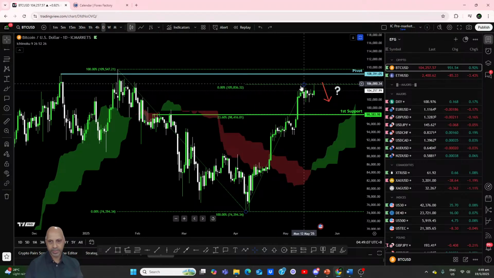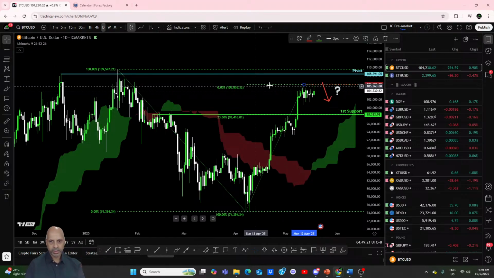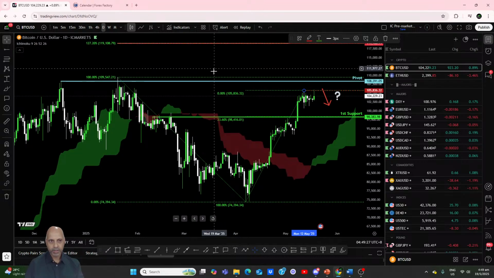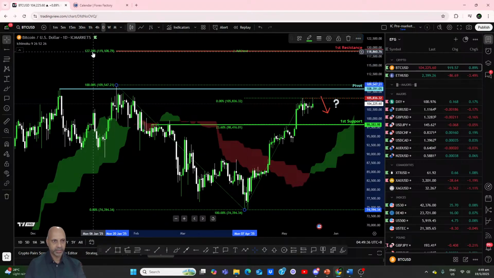Especially if we can break above last week's high at 105,836, we could see Bitcoin grind higher towards the pivot, which is the multi-swing high resistance. Beyond the pivot, we've identified the first resistance at 190,108. This is a level that's identified by a Fibonacci extension at 137%.